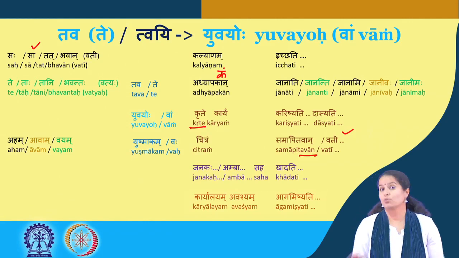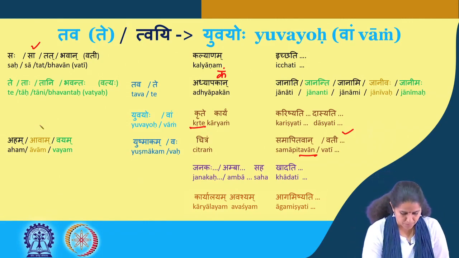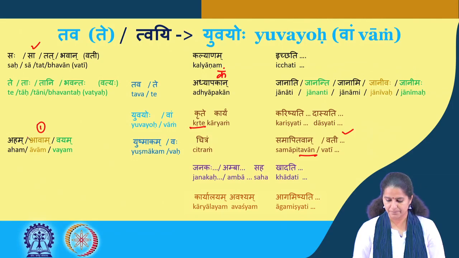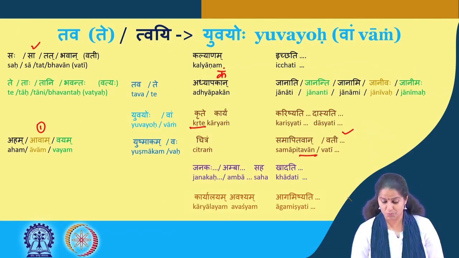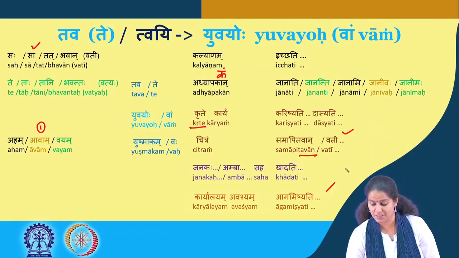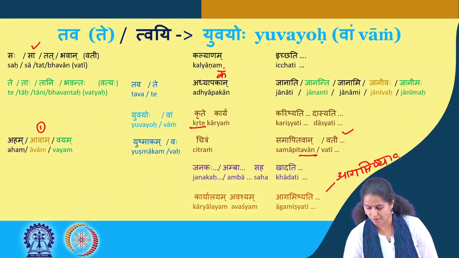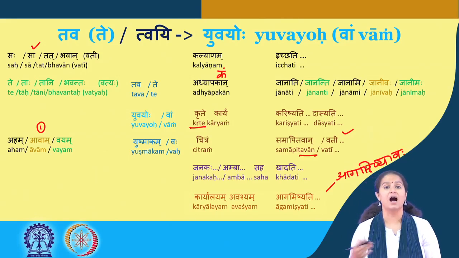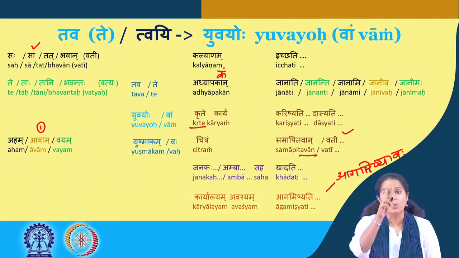Got it? So, subject, the two of us, avam. Next, what would you say here? Agamishyavaha. Okay, agamishyavaha. We will come. We, the two, so the verb has to go with it.